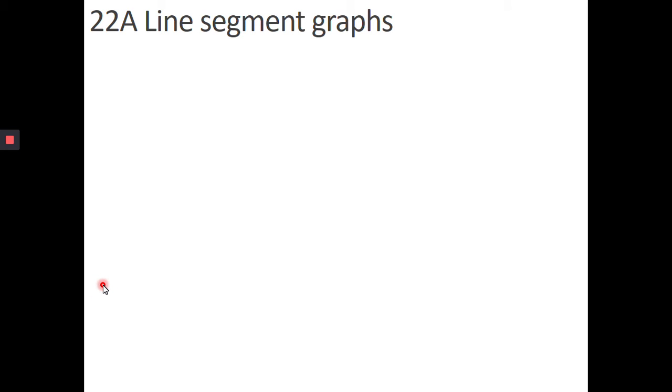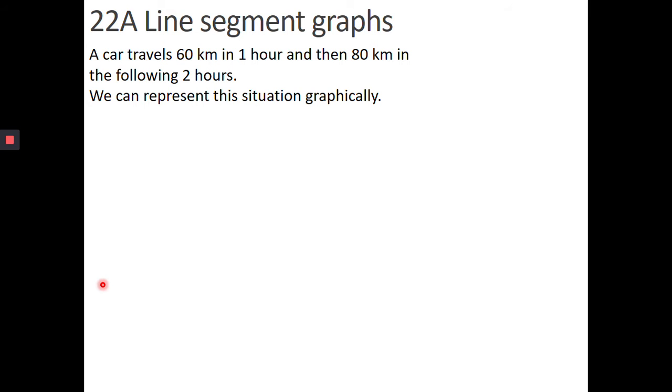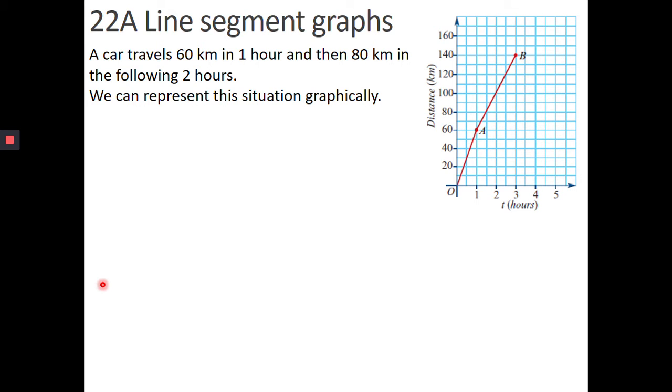Okay, chapter 22. So the test is going to be on chapter 21 and 22. Okay, line segment graphs. So what does one of those look like? A car travels 60 kilometers in 1 hour and then 80 kilometers the following 2 hours. We can represent this situation graphically, by a graph. So there's the graph.